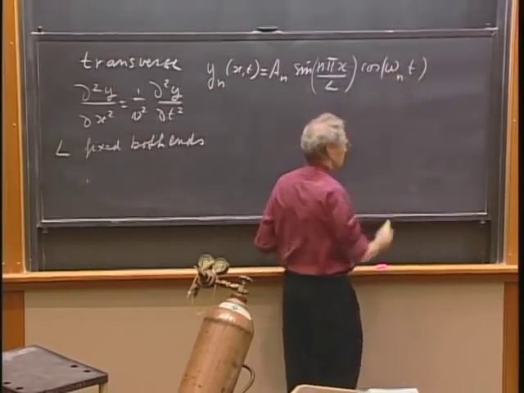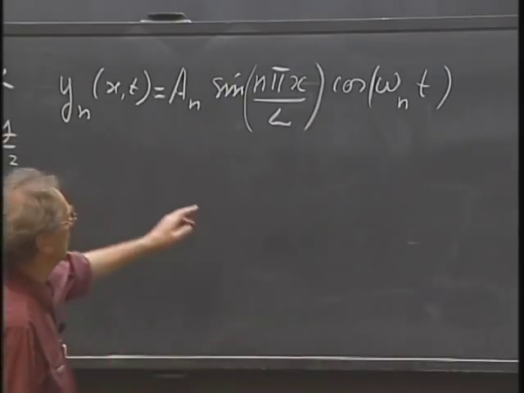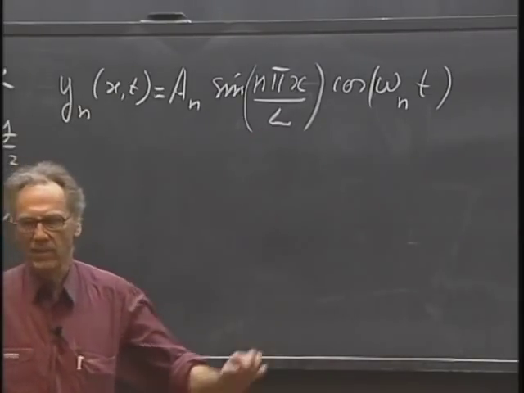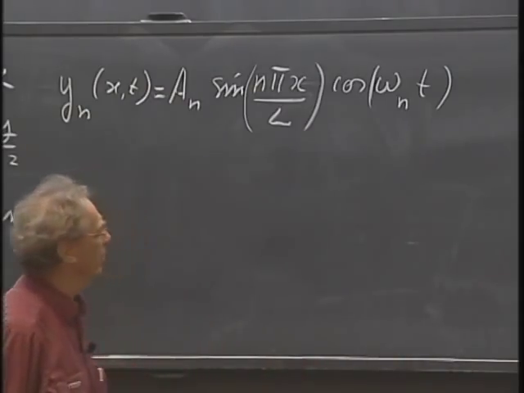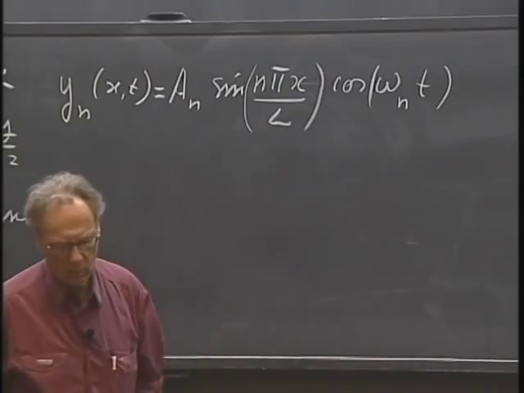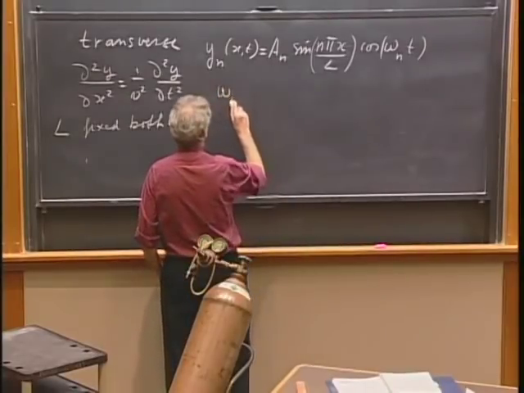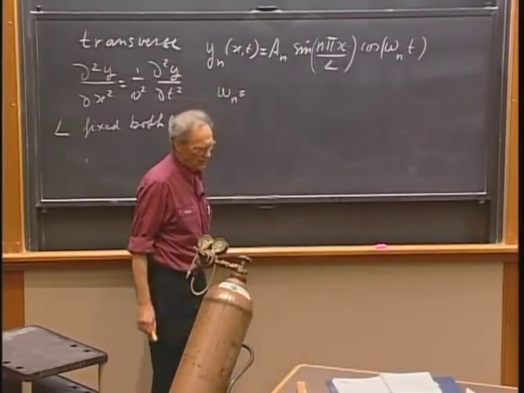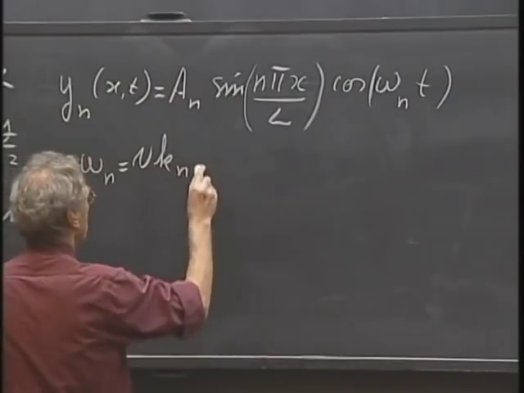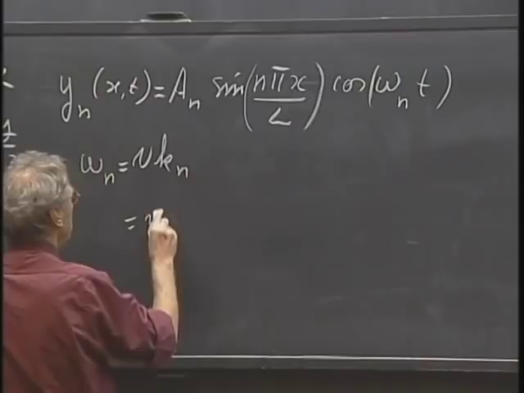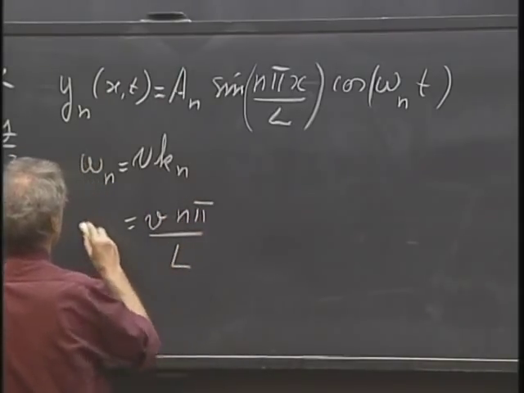So this is the time domain, which makes it shake with that frequency, and this is now the part that makes sure that the ends are always fixed. If you make x equals 0, y is 0, and if you make x equals L, y is 0. And that gives you then a whole zoo of possible frequencies, because omega_n is always v times k_n. And so that then becomes v times n pi divided by L.